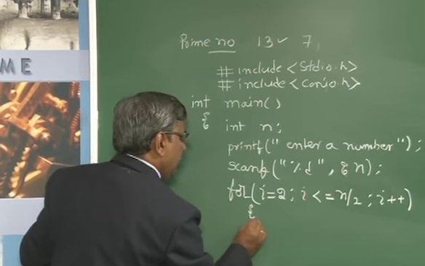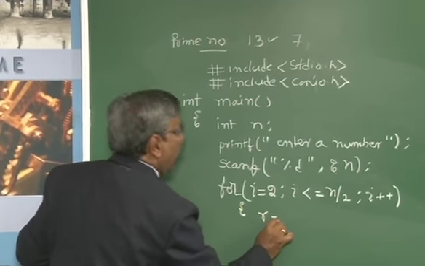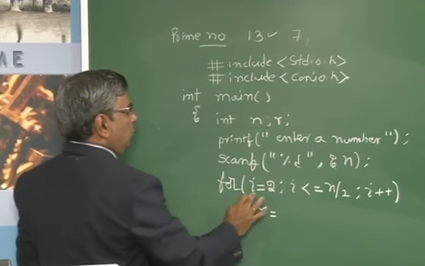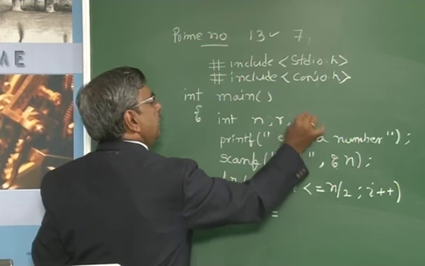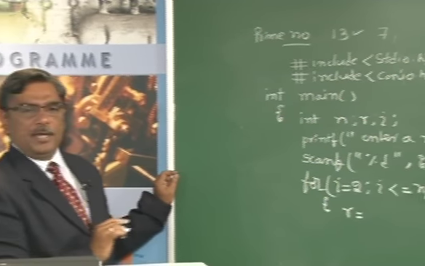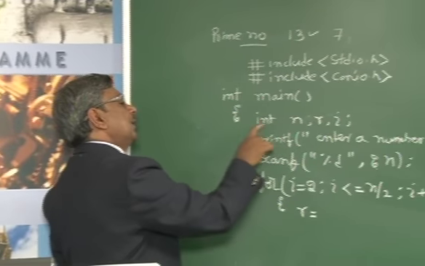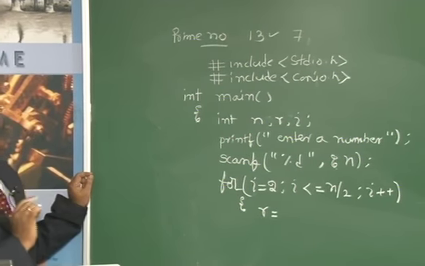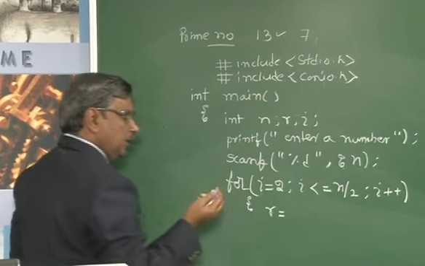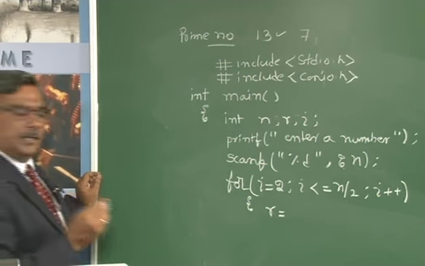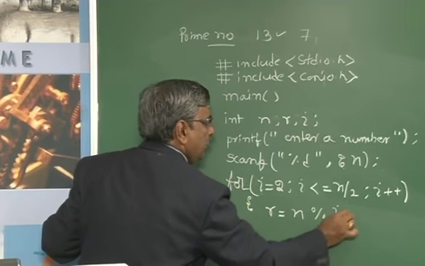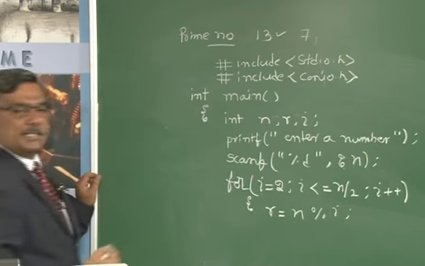So begin, calculate the remainder r. r is another variable, and you introduce one more variable i. Whenever you start using a variable, try to declare its data type. r is equal to, how to take the remainder? You have one interesting operator, that is the mod operator. Take n mod i. When you do this, you will get its remainder.